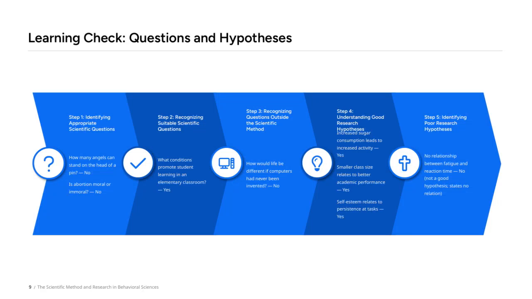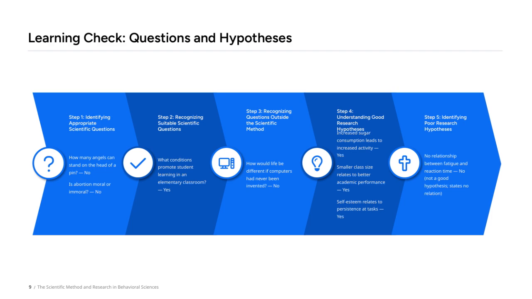Let's look at how to evaluate questions and hypotheses in scientific research. First, when identifying appropriate scientific questions, we need to avoid questions that can't be tested, like how many angels can stand on a head of a pin, or moral questions such as is abortion moral or immoral? These don't fit scientific inquiry.